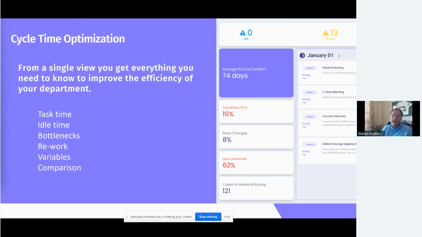And then you can compare order to cash, right? You can compare your order to cash process business to business, month to month, year to year, customer to customer, vendor to vendor, right? If you need products to be able to create the order and ship it out, side by side, you can compare the way your process was executed.